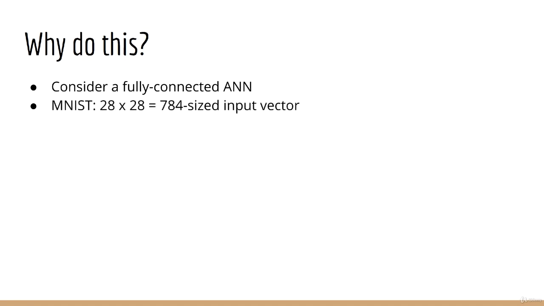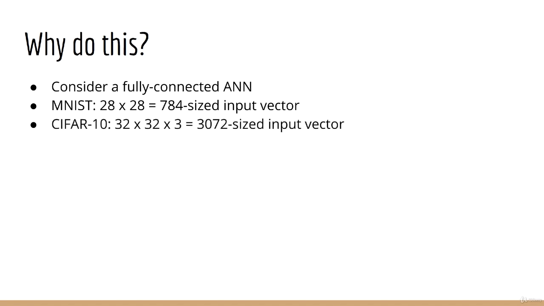Why might we want to do this? Consider what we did in the previous section, where we had a fully connected neural network looking at a single image. Luckily, those images were just grayscale images of size 28 by 28, which gives us 784 features. But what if we had a slightly larger image and added color? The CIFAR-10 dataset is one such example. Those images are 32 by 32 by 3. In this case, we have 3,072 features.